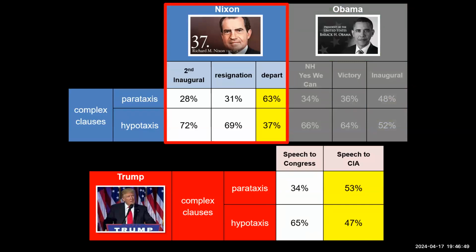So we notice Nixon's departure speech, largely spontaneous. Trump's speech to the CIA, largely spontaneous, except Reagan's speech. And what happens? We notice that it very much has an impact. It is realizing a very different logical structure.